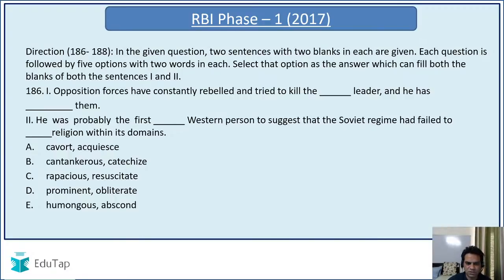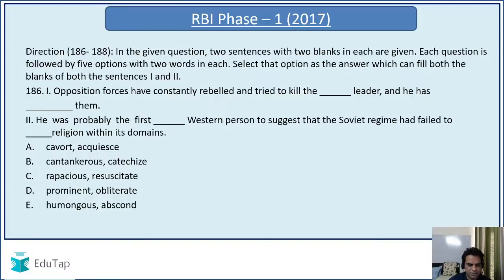Opposition forces have constantly rebelled and tried to kill the dash leader, and he has dashed them. Second sentence is, he was probably the first dash Western person to suggest that Soviet regime had failed to dash religion within its domain. All right, guys. So let's read the options now.